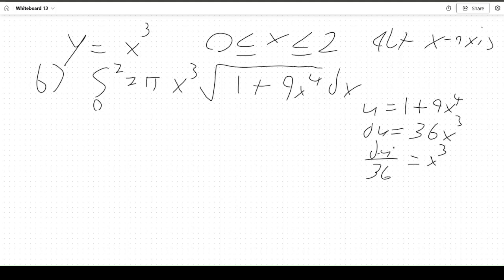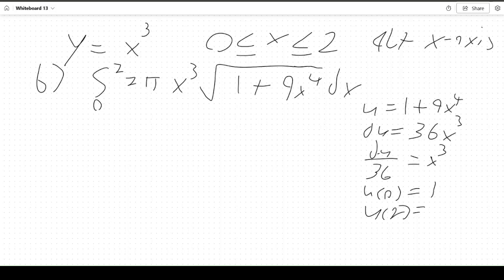And what do you know? We have x to the power of 3 over here, so we can just substitute for that. But we still gotta plug in our limits. So we have 0 and 2, so we can plug in 0 for x. 0 to the power of 4 is 0 times 9 is 0, so this would be just 1. And plug in 2: 2 to the power of 4 is 16, and multiply by 9, that would be 144.